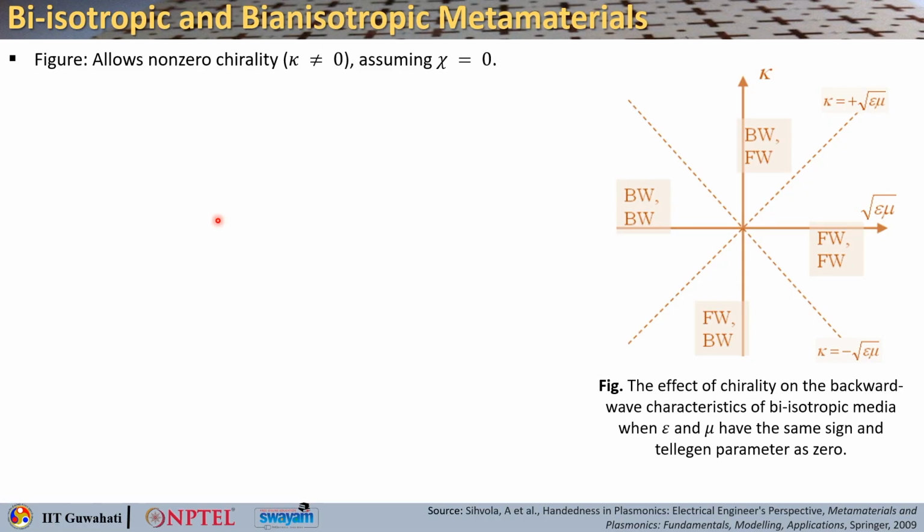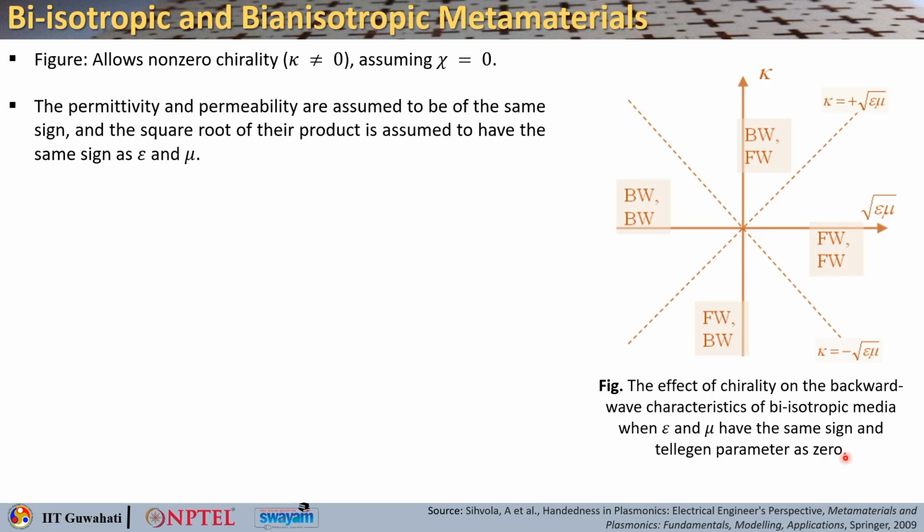However, when the chirality parameter is allowed to be non-zero, that is kappa is non-zero, the situation is characterized as shown in this particular figure, where for simplicity we are considering that the Tellegen parameter chi is 0. So what is this figure telling us? It shows the effect of chirality on the backward wave characteristics of the biisotropic media when you are considering epsilon and mu to have the same sign, and we are considering a special case where kappa equals 0.